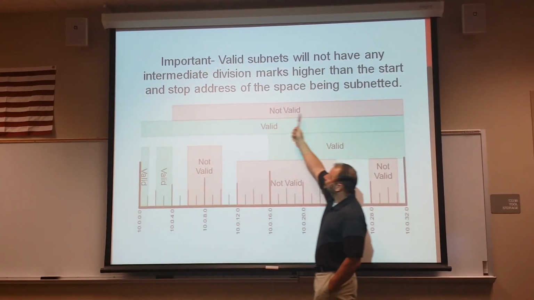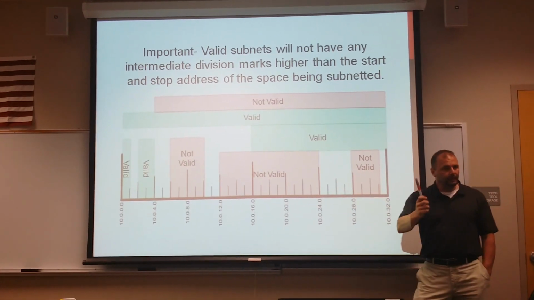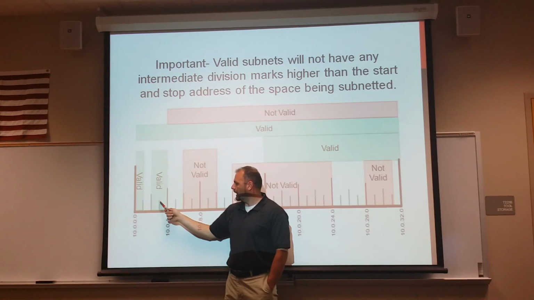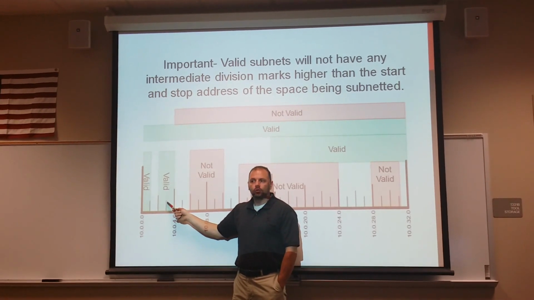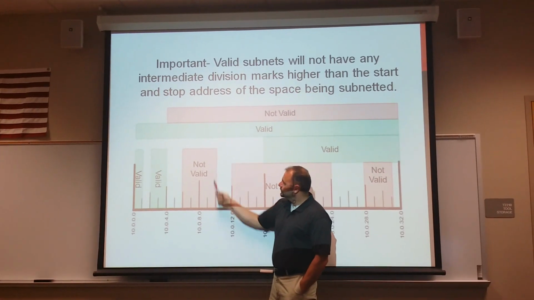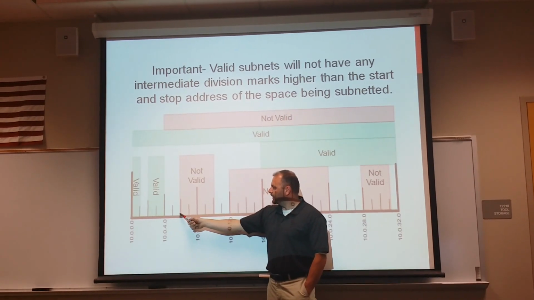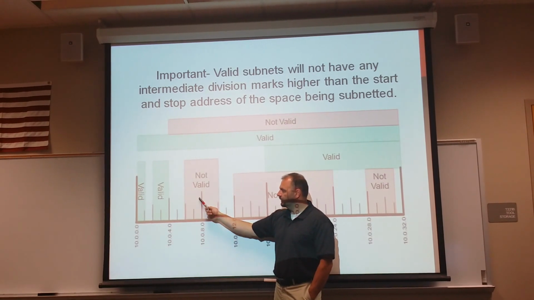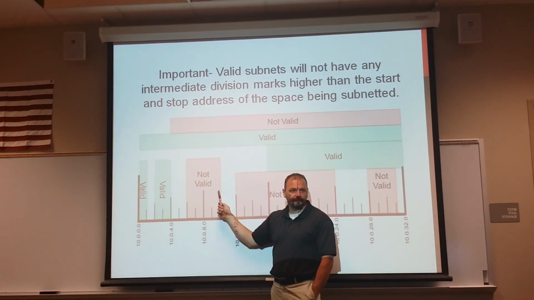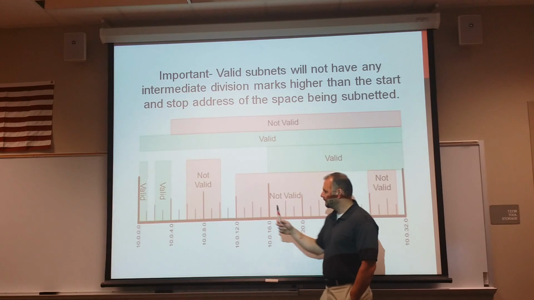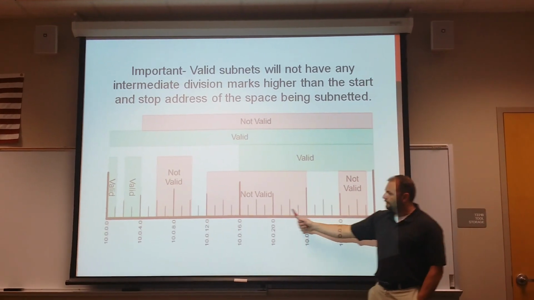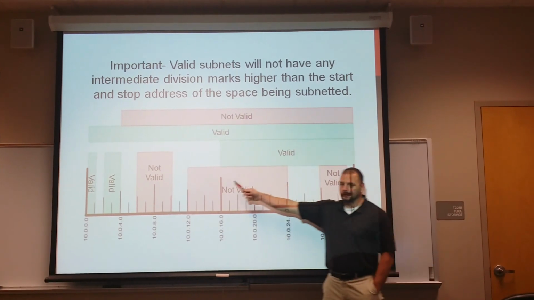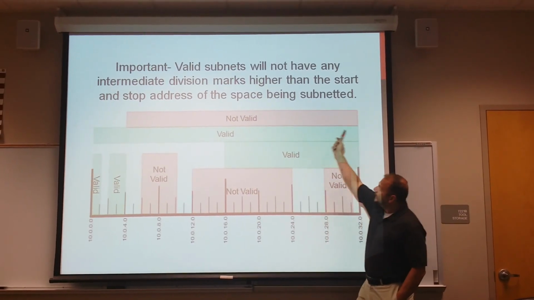Why? Our rule says that our intermediate division marks cannot be higher. So on our ruler here, if we try to go to 3, this is actually higher than our ending address. So it's not valid. So like this one here, we're starting here, ending here. This is good, this is good, this is not good. This is not a valid subdivision or subnet. Same thing here. We can't break it here. We can break here, we can take half, we can take the whole.